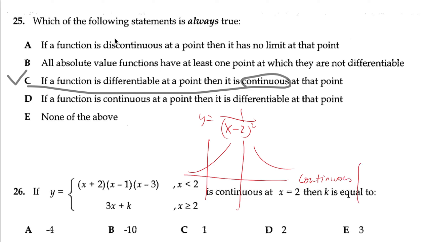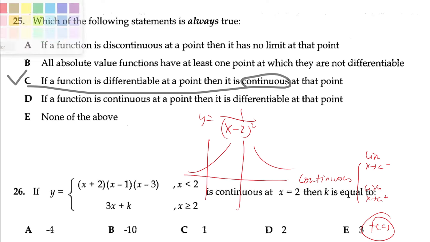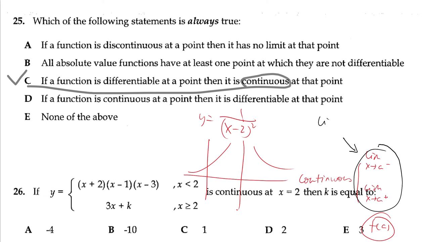Continuous actually has three conditions. The limit approaching from the left must equal the limit approaching from the right, and must equal the function evaluated at that point. So continuous must satisfy these three conditions. However, if you want the limit to exist, you just need to satisfy the first two conditions. If the limit exists and you can evaluate the function at that point and it matches, then it would be continuous. So A is absolutely wrong. We have a counterexample here.